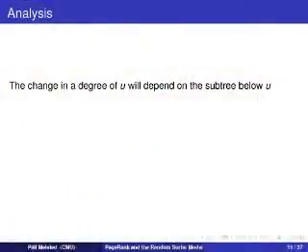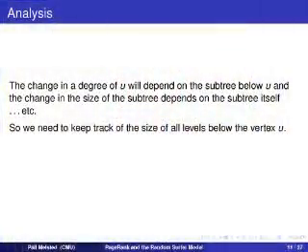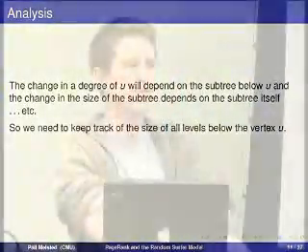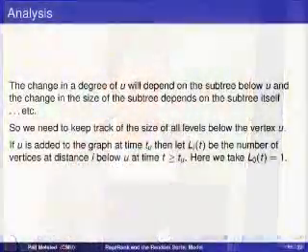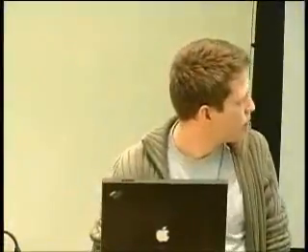So how do we keep track of this? The change of the degree of our vertex u will depend on the subtree below u, and will not depend on anything else. So we need to keep track of the subtree, and the size of the subtree depends on the size of the subtree below that, and so on. You can't just keep track of the first two or three levels below you; you need to keep track of everything. So t_u is the time when the vertex u is added to the graph, and L_i of t is the number of vertices at distance i. This is the size of the level in the subtree, and we take the 0th level to be 1, which corresponds to the vertex u itself.